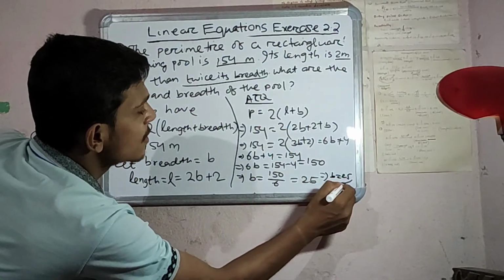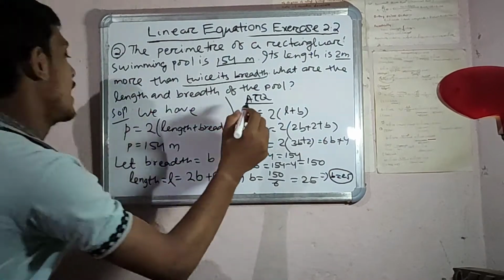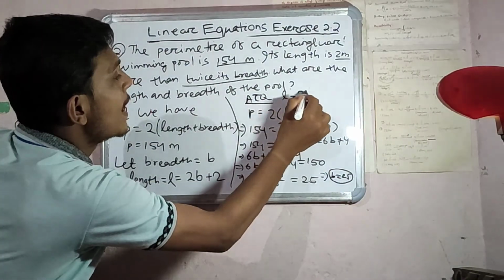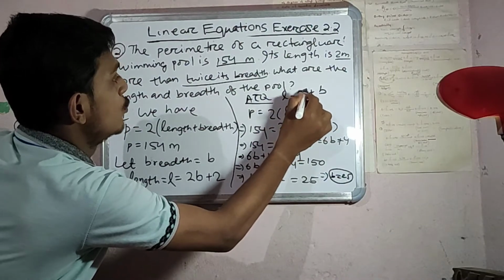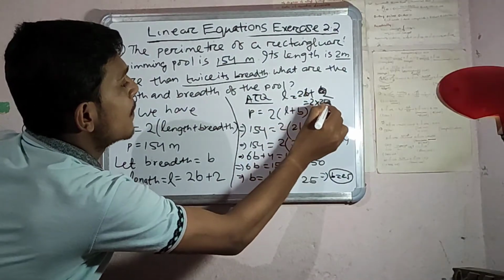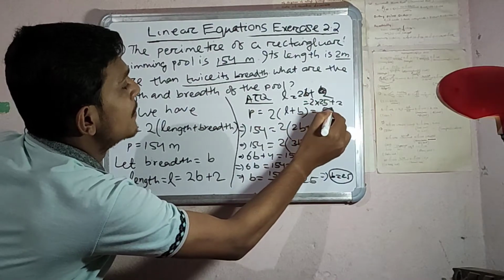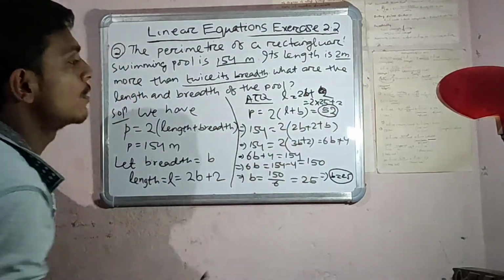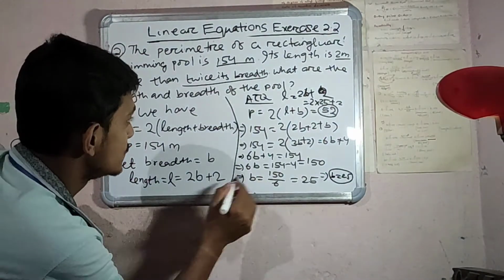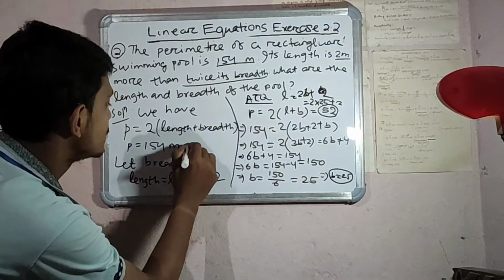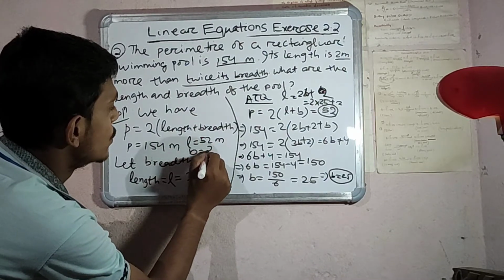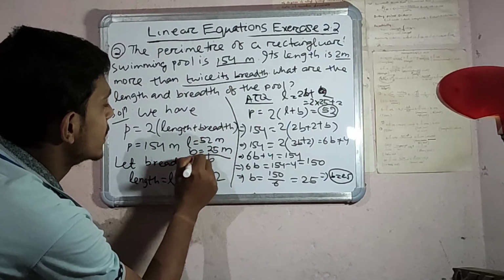What is B? That is the breadth. And what about the length? Length is equal to 2B plus 2. Okay, 2 is multiplied with 25 plus 2, that is 52. So length is equal to 52 meter and breadth is equal to 25 meter. Okay, this is the answer.